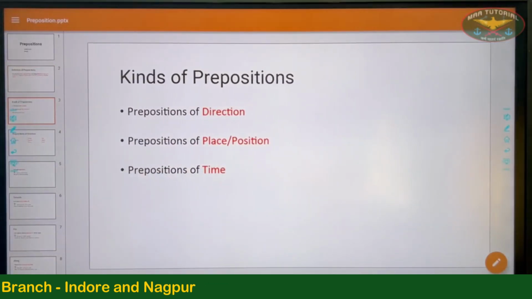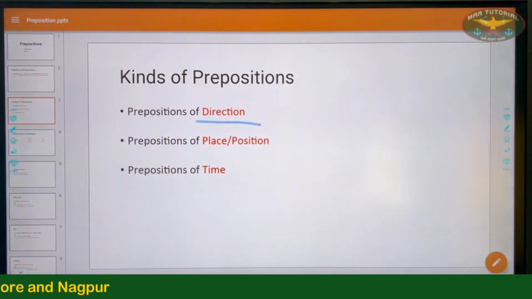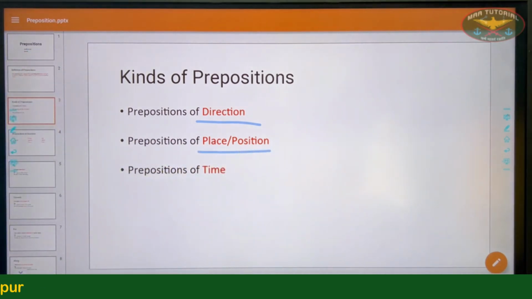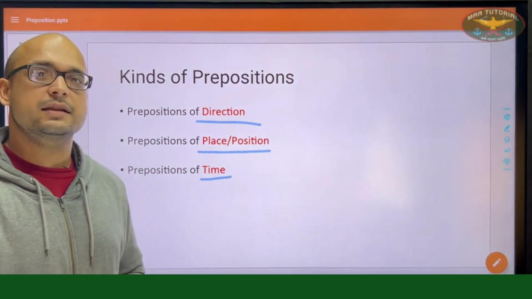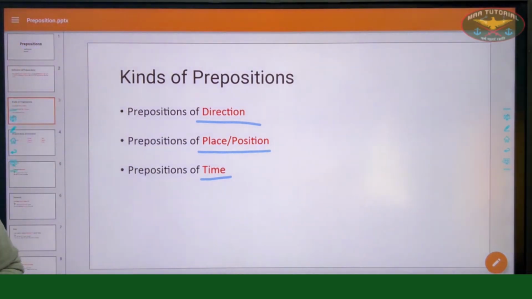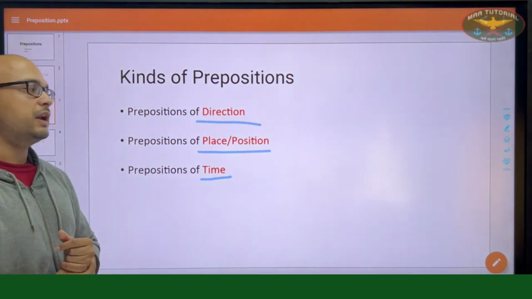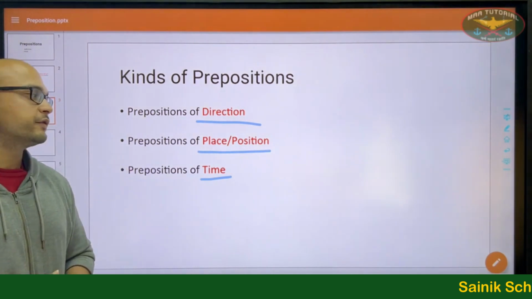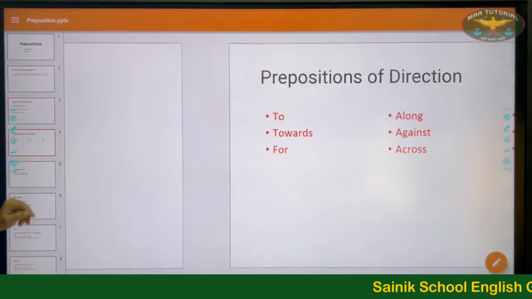There are three kinds of prepositions. There are prepositions of direction, those which tell us about the direction, prepositions of place and position, which tell us about the place or position, and prepositions of time that tell us about the time. Prepositions are words that tell us the relationship between a noun or a pronoun with another verb, adjective or noun. These are the three kinds of prepositions. Let's get into the prepositions of direction.